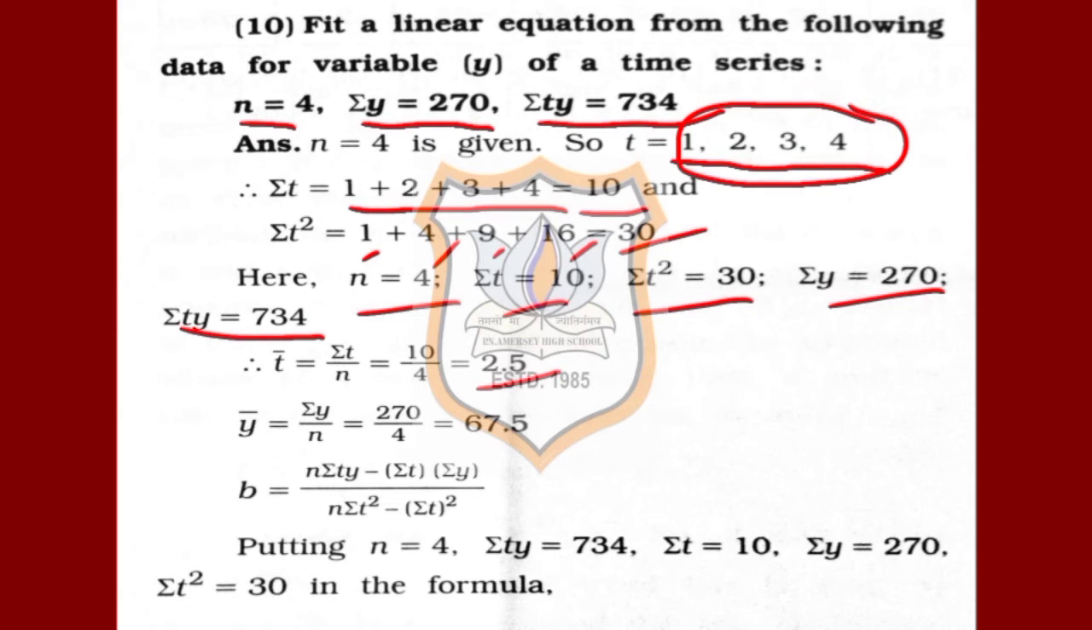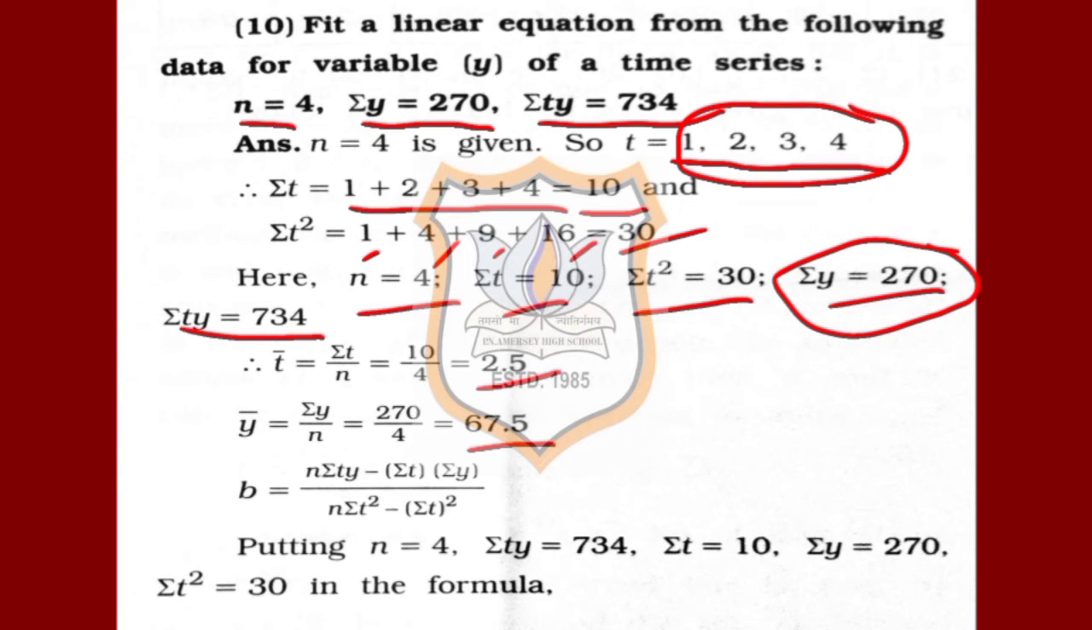This is t bar. Next step is we have to find y bar. What is y bar? Sigma y upon n. Sigma y is 270, n is 4. So when you substitute over here, we will have y bar is equal to 270 upon 4. Now 270 upon 4 is 67.5. This is y bar.